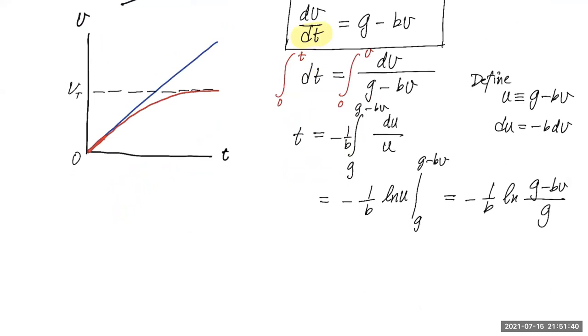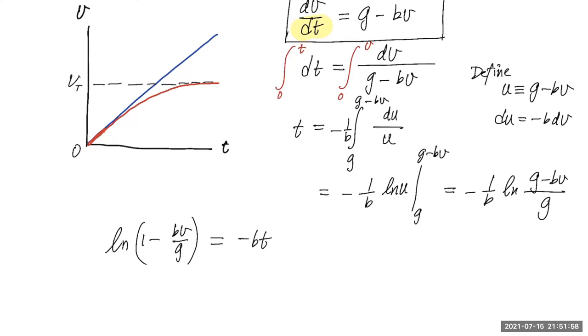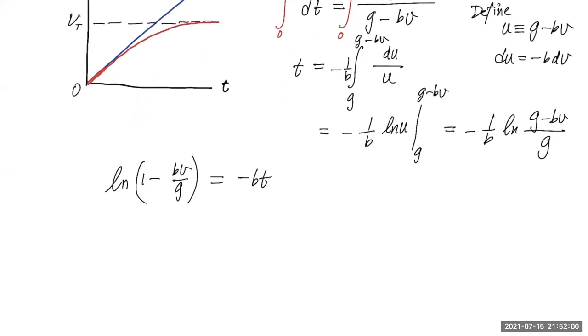I want to know what v equals as a function of time. So what I'm going to do now is rewrite this as a natural log function. The natural log of 1 minus bv over g equals, moving negative 1 over b to the other side, negative bt. Right? And how do I get rid of the natural log function? Easy. I'm going to raise both sides to the power of e.